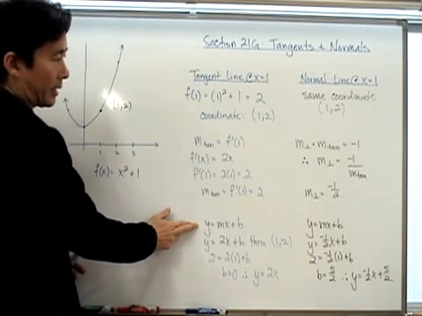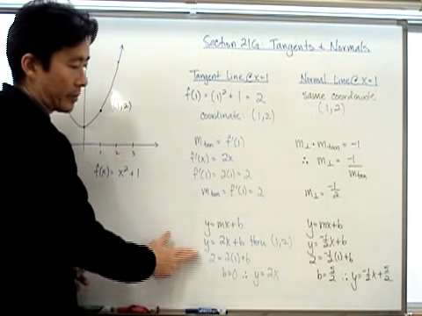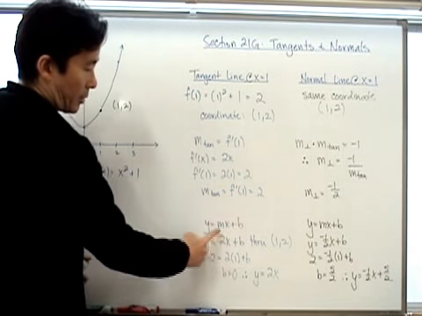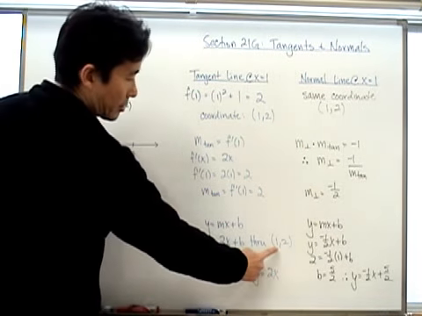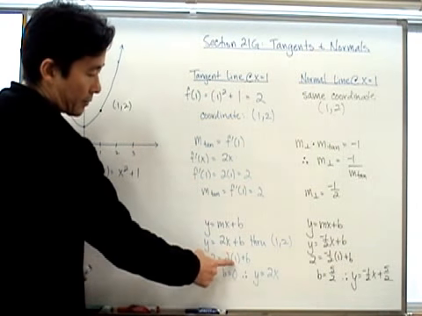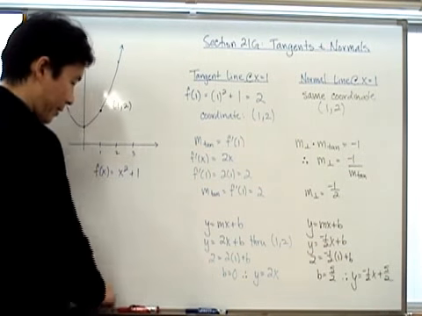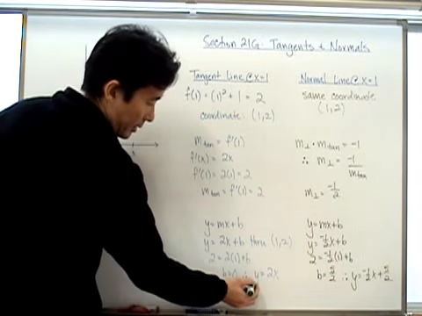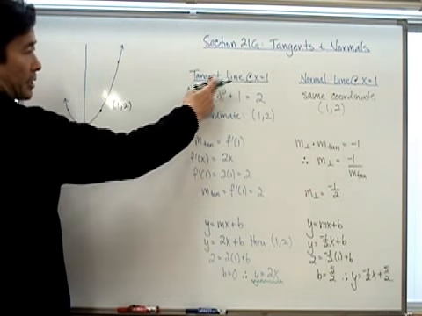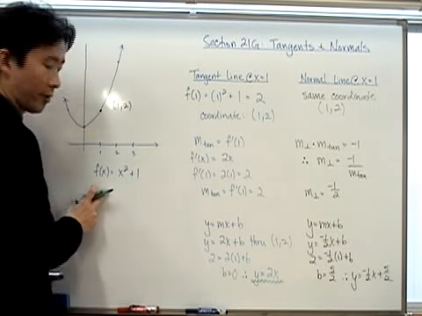Now, being that I have the coordinate and the slope, I can always find the equation of the line. So I use y is equal to mx plus b. I know that the slope is 2, and I know that it goes through (1, 2). So I can substitute the 2 in for the y and the 1 for the x, and I can solve for b, which in this case will be 0. Therefore, this line here is the equation of the tangent line at x is equal to 1 for this particular function.